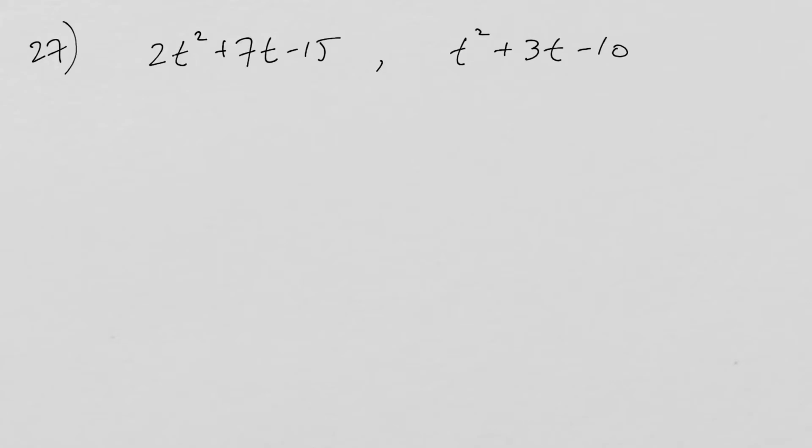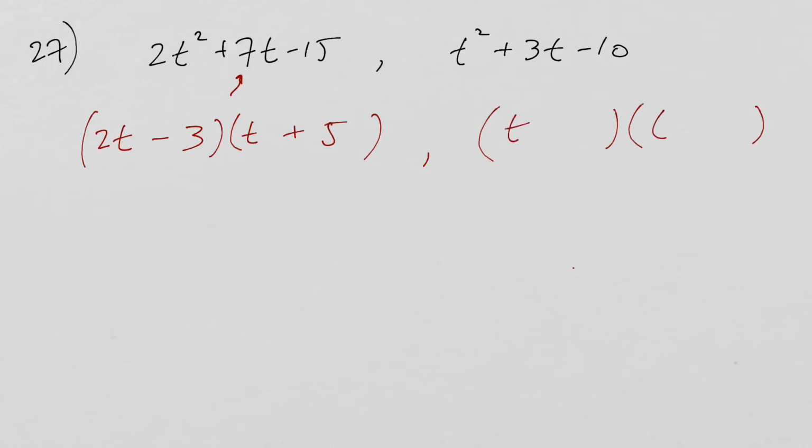Okay, so I'm going to factor this on the left. This is obviously a 2t and a t. I'm trying to get to 7, so this must be plus 5 to give me a positive 10, minus 3, and that'll get me to the 7. Here on the right, I have a t and a t. I'm trying to get to 3, so it must be a plus 5 and a minus 2.